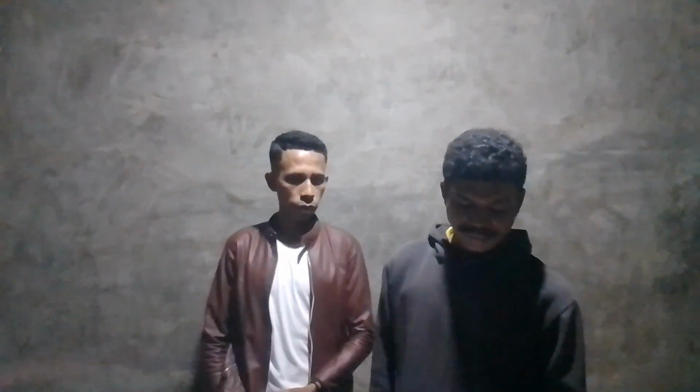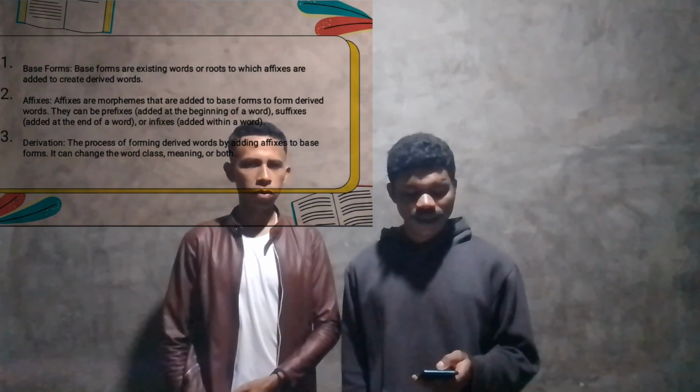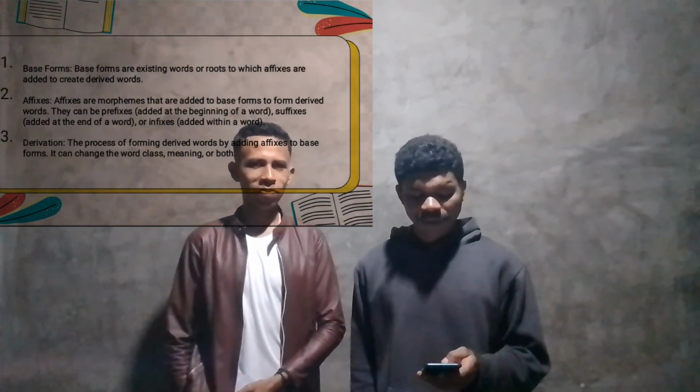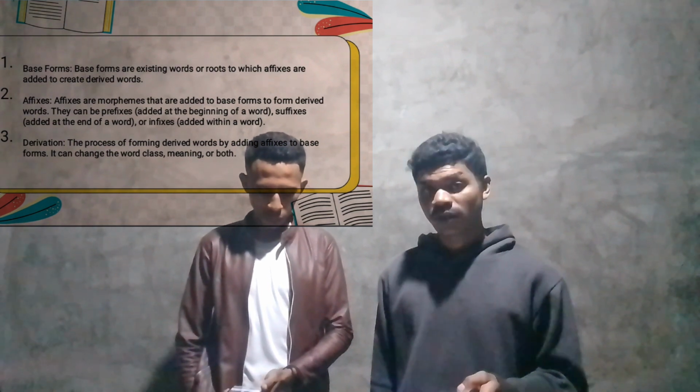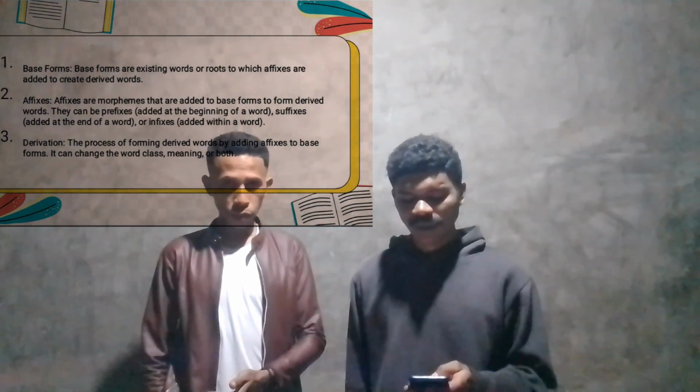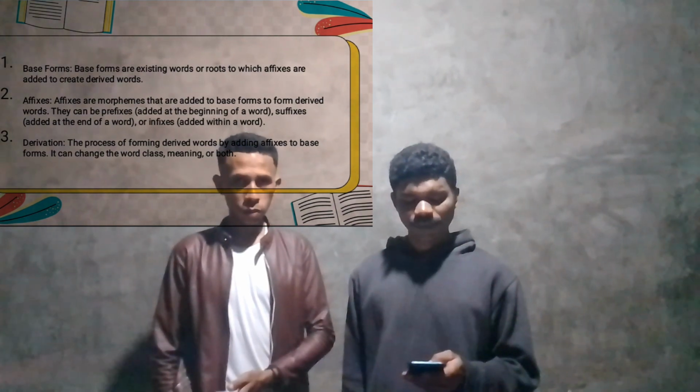And then, before we talk about the kinds of derivational morphology itself, we have to know there are several things about derivational. The first, base forms. Base forms are existing words or roots to which affixes are added to create derived words. Two, affixes. Affixes are morphemes that are added to a base form to form derived words.